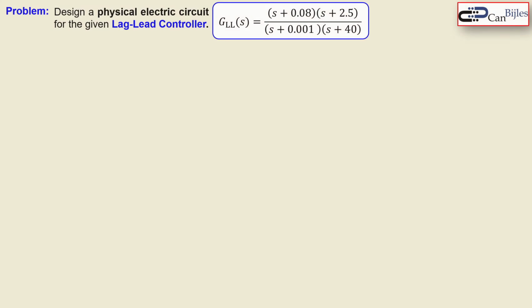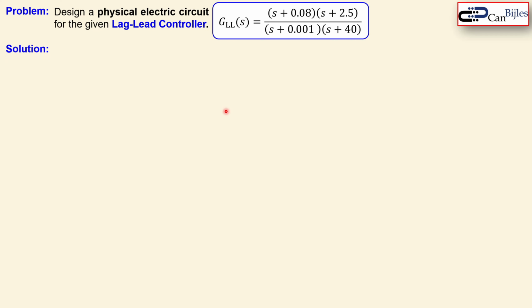So let's look at our example. We have a design problem. We would like to design a physical electric circuit for the given lag lead controller that's shown here, and we would like to know what kind of a circuit will do the job to get this transfer function, and the LL is here the lag lead for short. Okay, let's look at the solution.